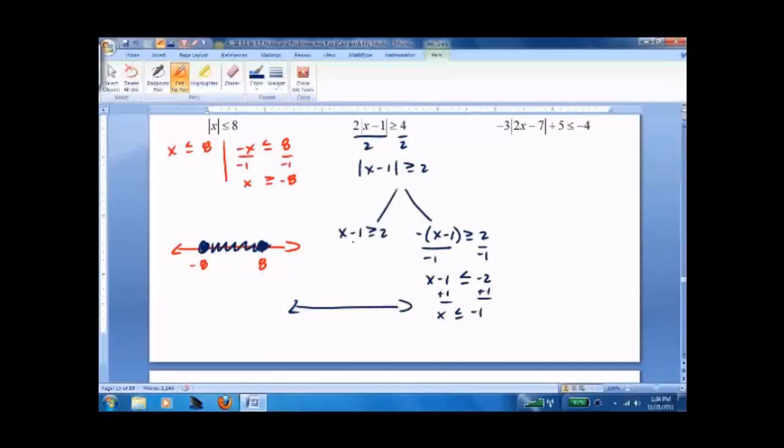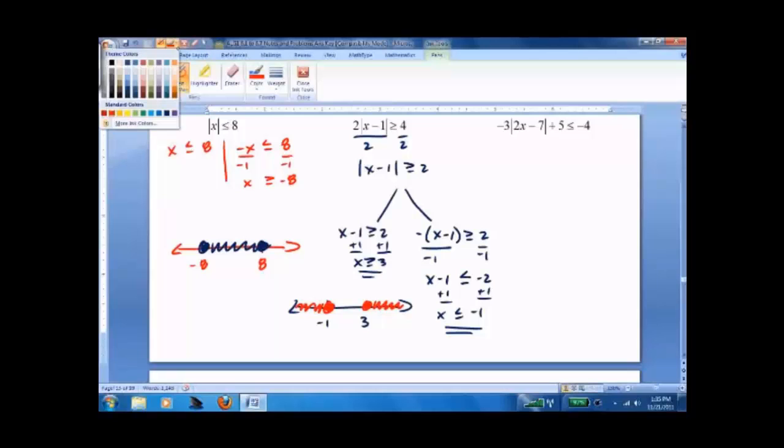I never finished this side. X is greater than or equal to 3. X is less than or equal to negative 1. Negative 1, 3. So greater than or equal to 3, fill it in over here. Less than or equal to negative 1, over here. So now we have a less than, we should have an interval.